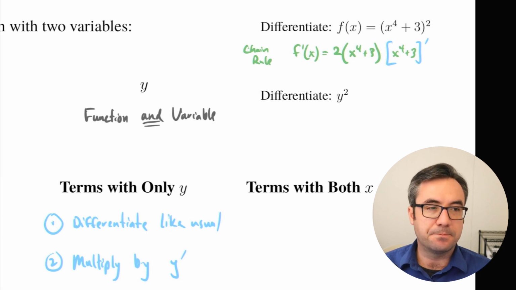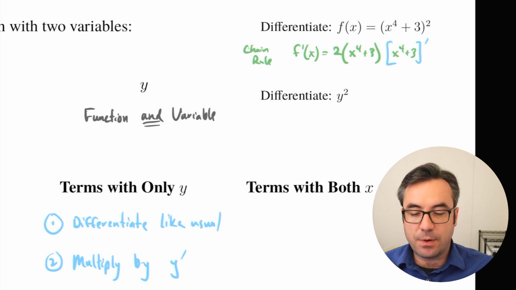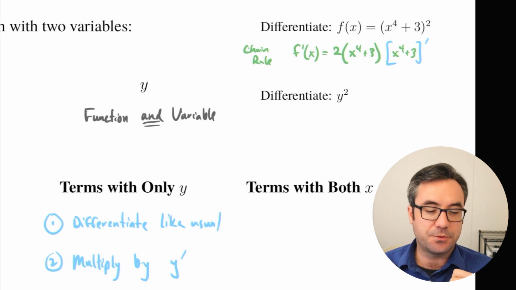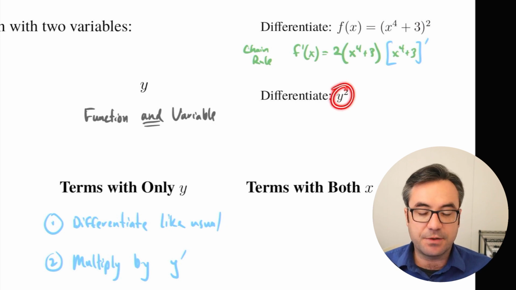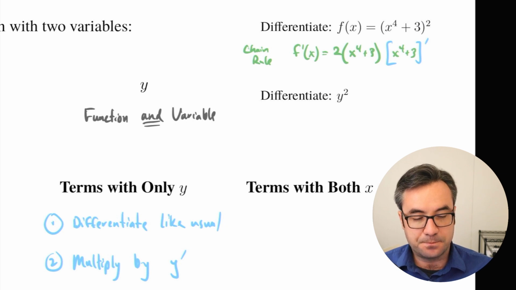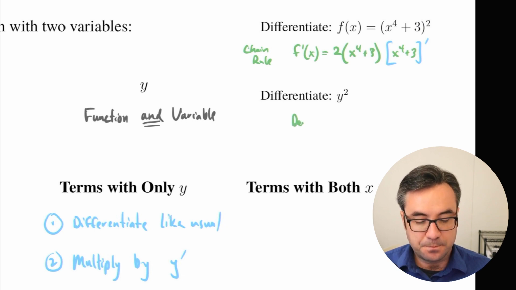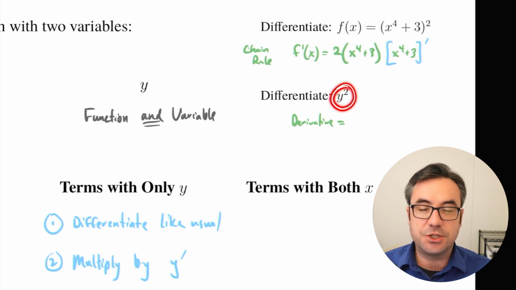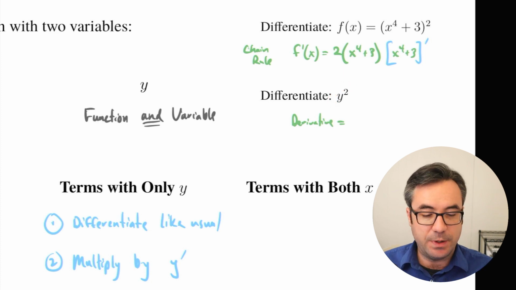And then we would go from there. Well, when we differentiate y prime or y squared, so this was some function being squared, x to the 4th plus 3 squared. Well, now let's calculate the derivative of y squared. What are we going to do? So let's calculate the derivative. Well, we'll differentiate this with power rule just like we did up here.